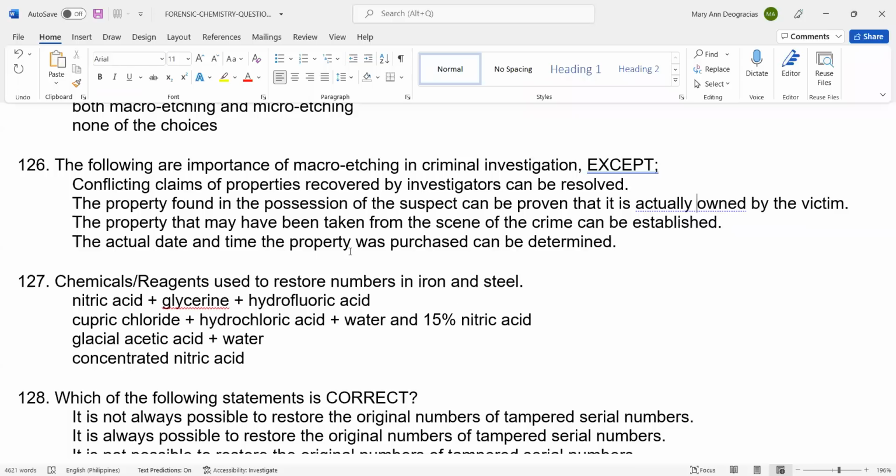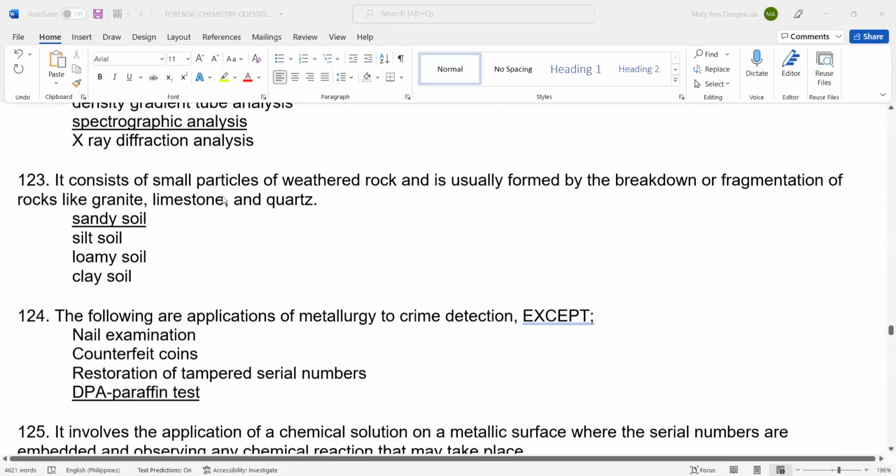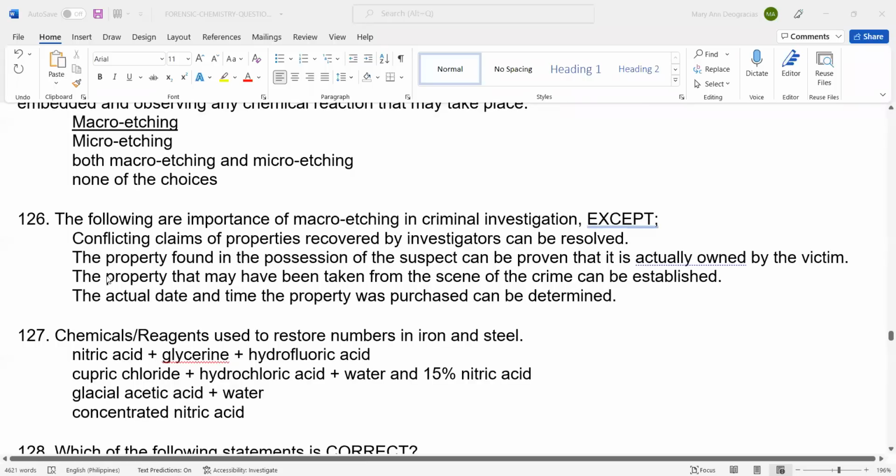Letter, okay, tingnan natin ang sagot niyo kung tama. Okay, letter 125 is macro etching. Bakit na-late na kayo? 122 is letter C. 125 is macro etching. O, dito na tayo sa 126. Which of them is incorrect?